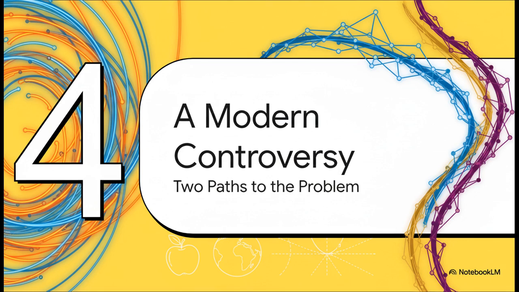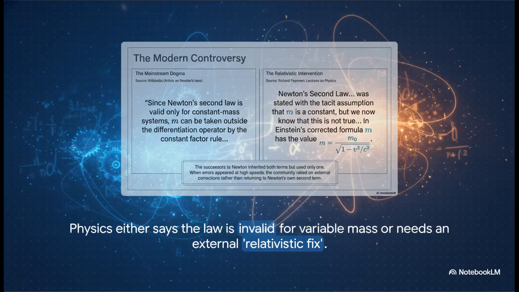Well, this gets us to a big disagreement in how mainstream science has decided to handle this exact problem. You basically have two major camps. The first, which you'll see on places like Wikipedia, basically says Newton's law is just wrong for variable mass. End of story. The second camp, championed by giants like Richard Feynman, says, okay, the law was made for constant mass, but we can fix it by bolting on an external correction, specifically Einstein's relativistic mass formula.